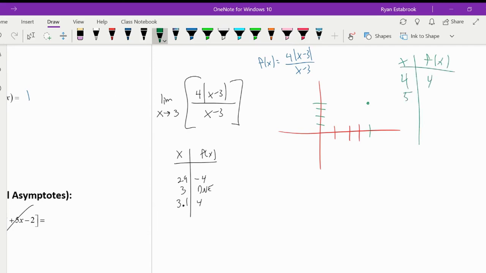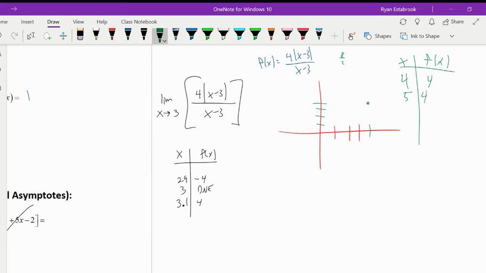What happens if we plug in 5? 5 minus 3 is 2. The absolute value of 2 is 2. 4 times 2 is 8. Plug 5 in the denominator. 5 minus 3 is 2. 8 divided by 2, once again, is 4.